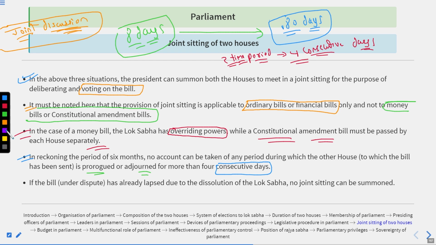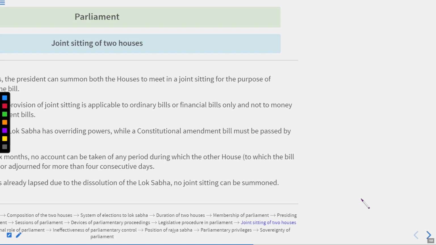After this, if the bill under dispute has already lapsed due to the dissolution of the Lok Sabha, no joint sitting can be summoned. It means there was a tension going on between the Lok Sabha and the Rajya Sabha regarding the passing of the bill, and then in between, the Lok Sabha got dissolved. So basically no joint sitting would be called for that bill, if any of such conditions happen.